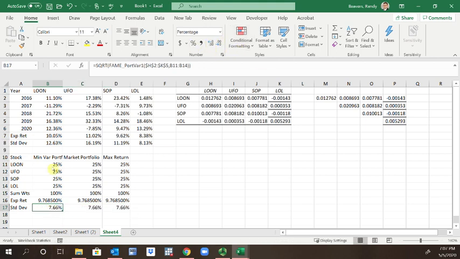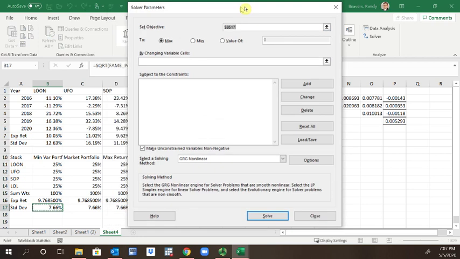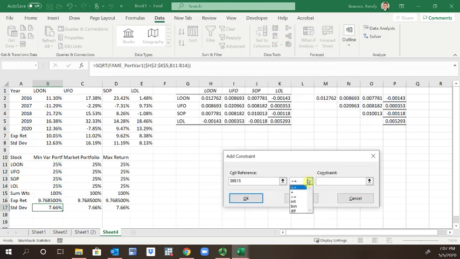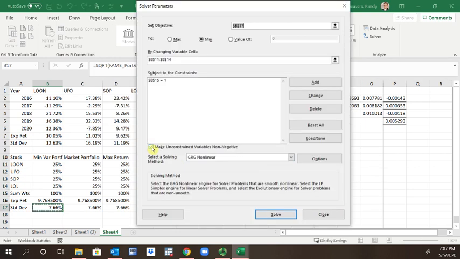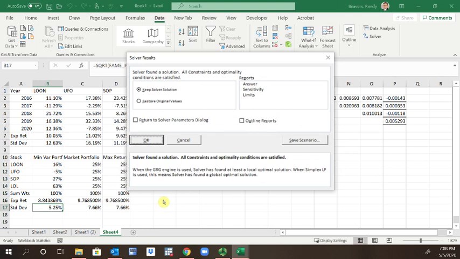Now we're going to use Solver to help us figure out what the weights should be. So I'm going to go to Solver and set the objective. I'm going to minimize it by changing these. At this juncture, I'm not going to worry about, let's see, only one constraint: this has to equal 1. Click OK. This one I won't make non-negative. We'll solve, and you'll see that we get that solution. We'll keep that.